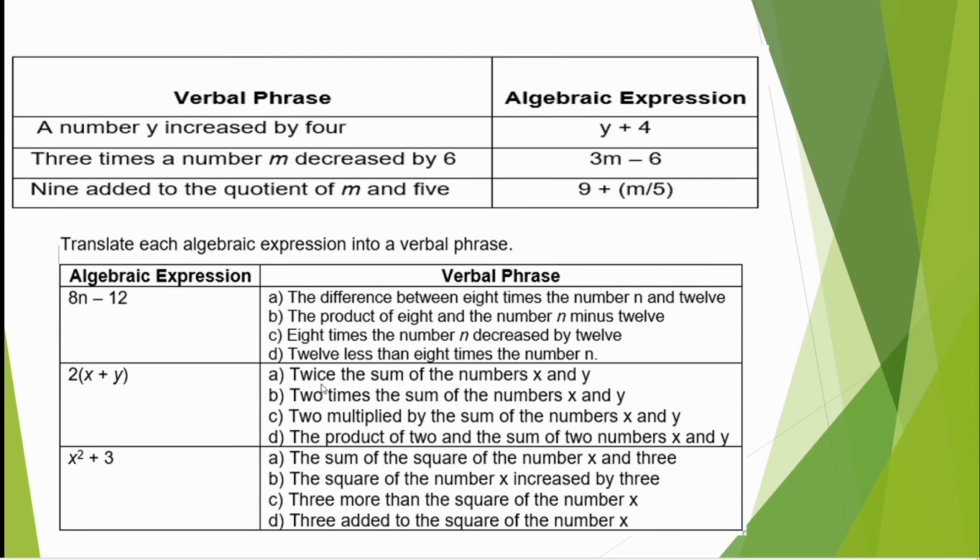So this will give you twice the sum of numbers x and y, as well as 2 times the sum of the numbers x and y. 2 multiplied by the sum of numbers x and y. The product of 2 and the sum of two numbers x and y. The third one is x squared plus 3, which is the sum of the square of number x and 3. The square of the number x increased by 3. 3 more than the square of number x. And 3 added to the square of number x.